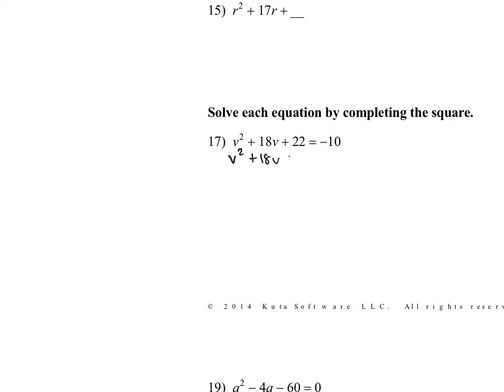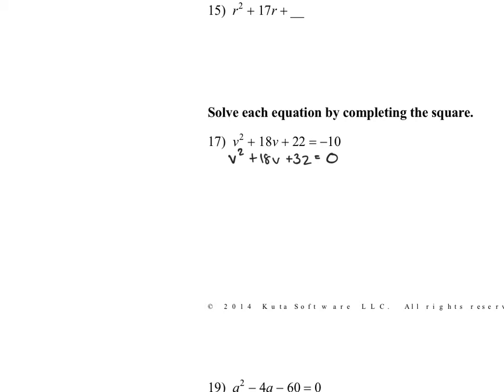So 18v plus 32. Now, some teachers might teach you to subtract the 22 on both sides and go from there. That is also a valid method. This is just my way of doing it. If your teacher taught it differently, that's totally fine. Just make sure that we're still getting the same answer.